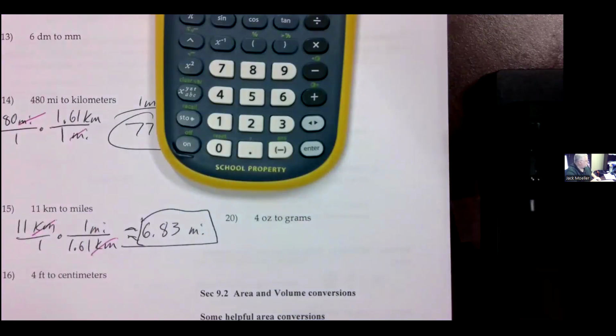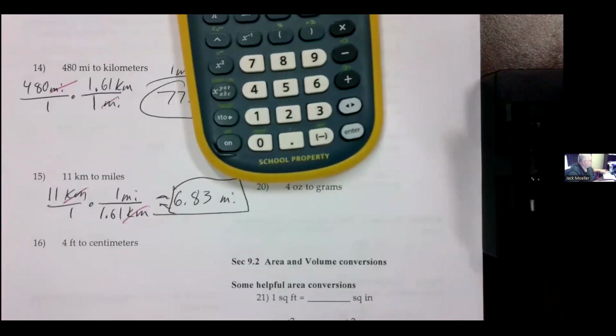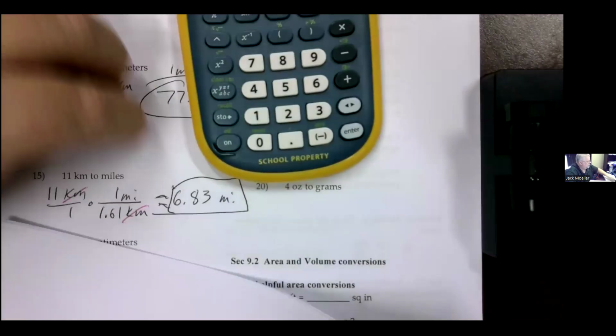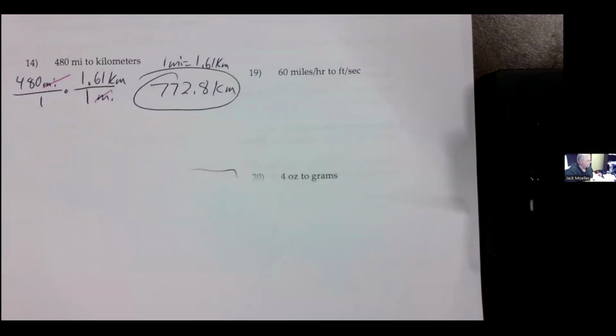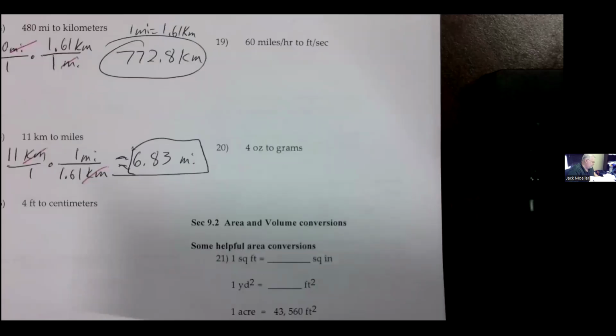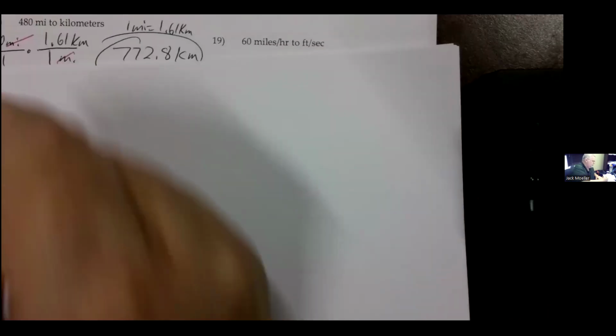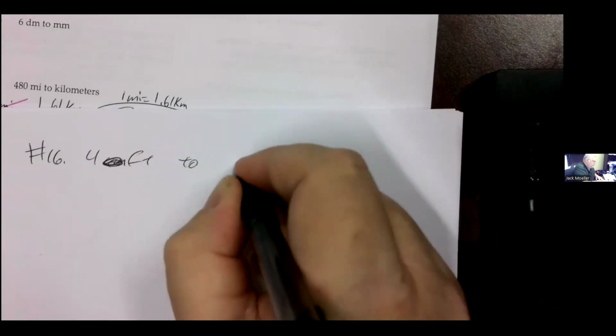All right. How about 4 feet to centimeters? Well, there's my cubic centimeters. For one of the games I play, I have to roll a lot of dice, so I have a whole package of those. All right, so we're doing 4 centimeters. Sorry, it's 4 feet to centimeters.